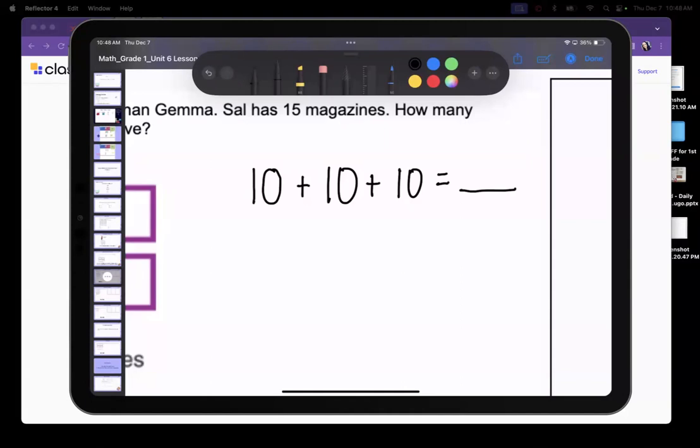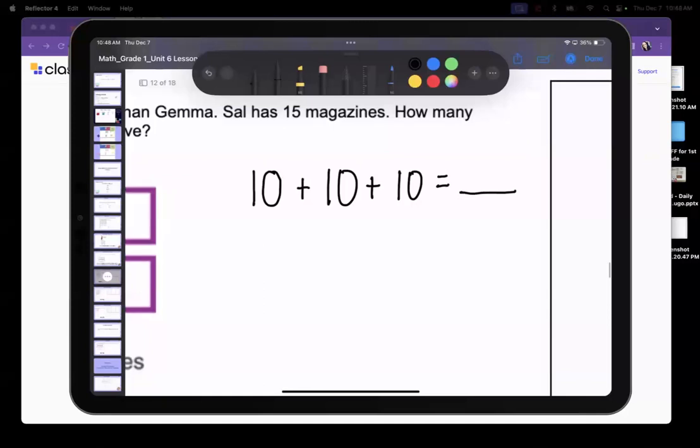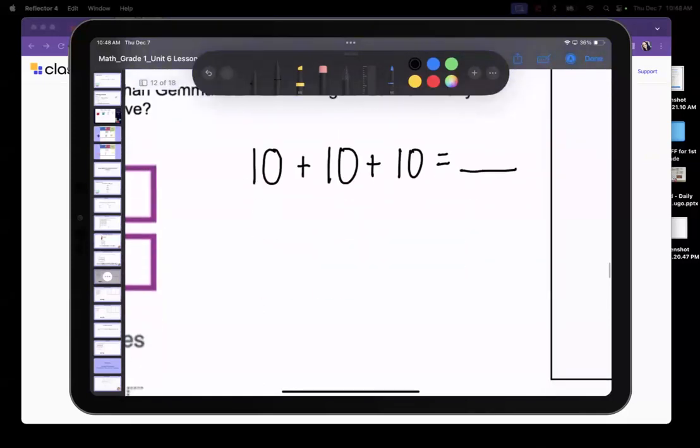Because I know how to count by 10. Good, that's helpful. But you can also look at it this way. You could do it this way too. What was that, Mayrin?